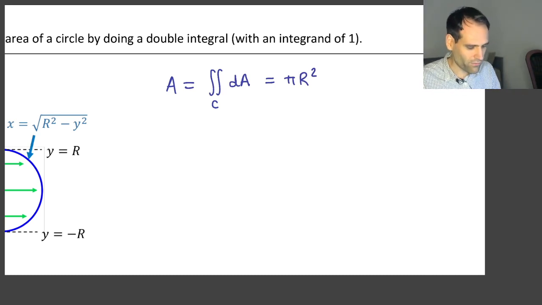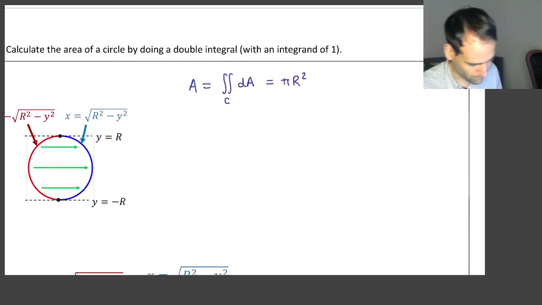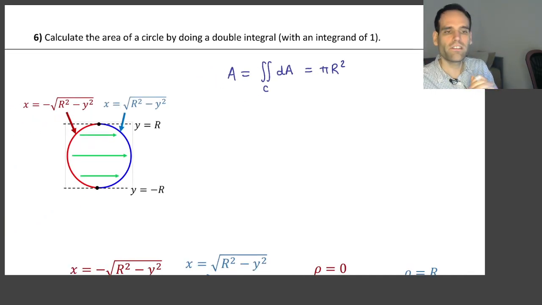But actually, why is it pi times r squared? Has anyone ever proved it to you? And if not, let's do it now. So, let's pretend we don't know how to do integrals in polar coordinates. So let's do it in rectangular coordinates.